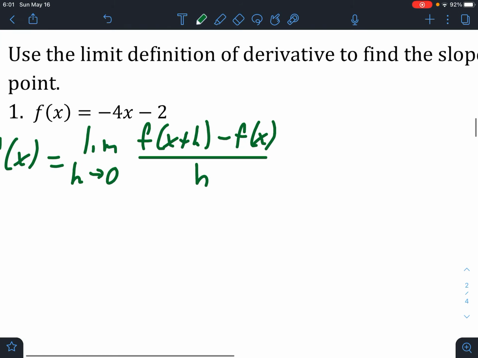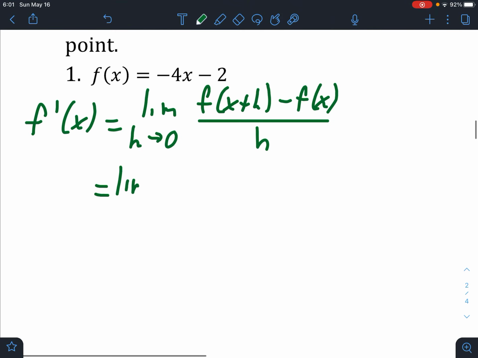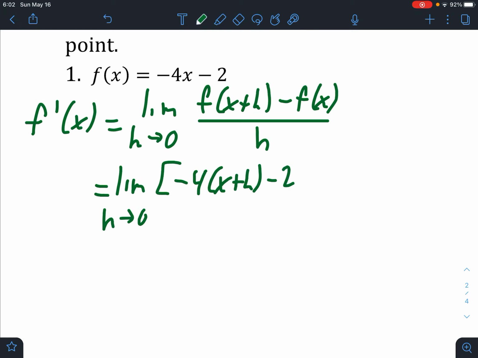All right, so let's see, what is x plus h? X plus h means you take x plus h and you put it in everywhere you see an x. All right, so we get limit as h approaches 0 of negative 4 times x plus h minus 2. That's f of x plus h. Minus, what is f of x? F of x is just a function. Negative 4x minus 2. All over h.